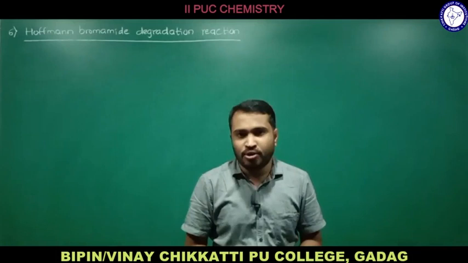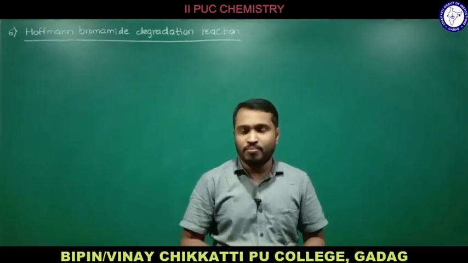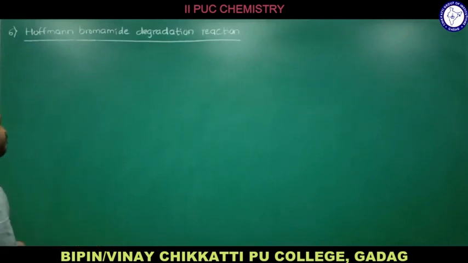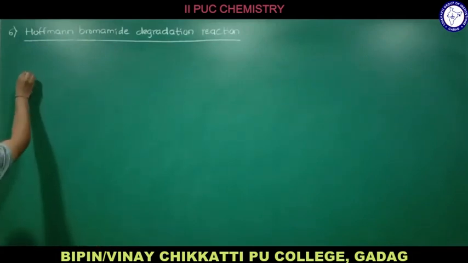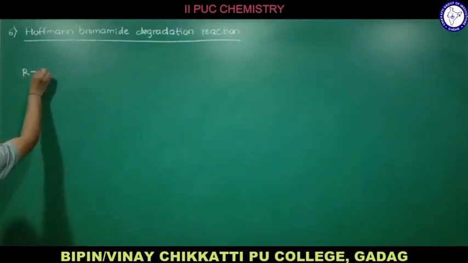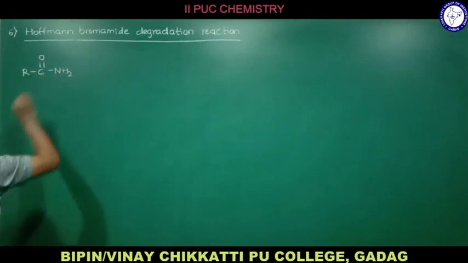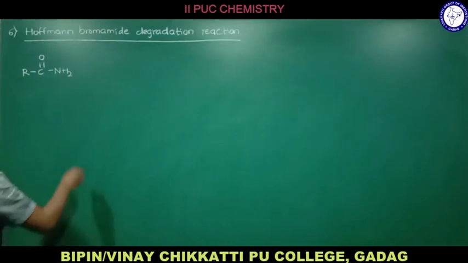Now I am going to talk about the Hofmann bromamide degradation reaction, which is the last method of preparation of amines that we have, and here I am going to start with the amide RC double bond O NH2. The amide is what we need to consider as the starting material.